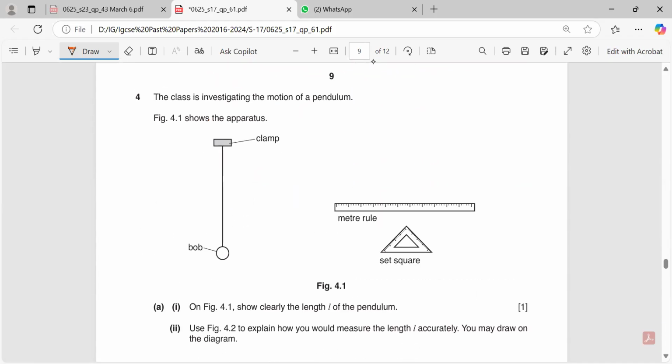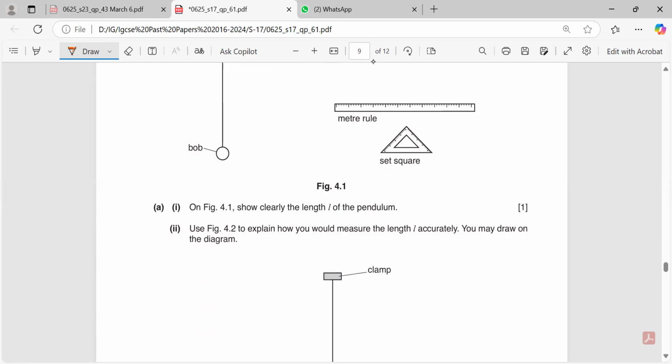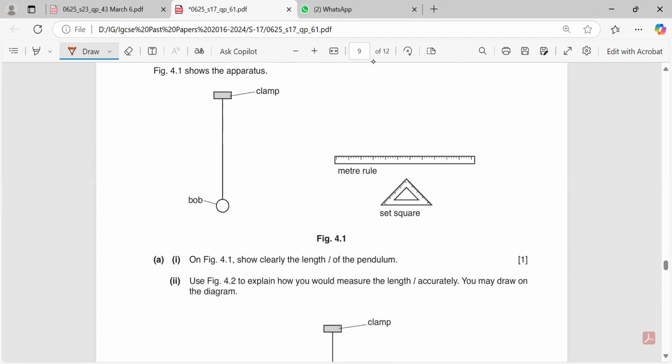Next is now pendulum. The class is investigating the motion of a pendulum. Figure 4.1 shows the apparatus, clamp is there, bob is there, and the string is there. So set square and meter rule is there. On figure 4.1, draw clearly the length L of the pendulum, and maybe in the previous experiments I told you length L is equal to L1 plus R.